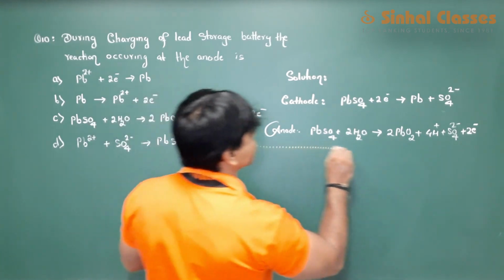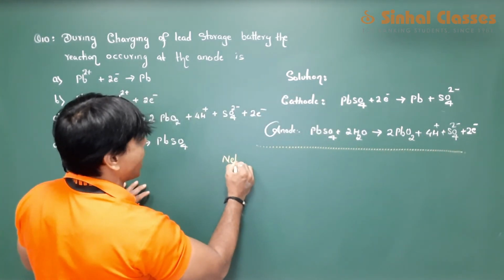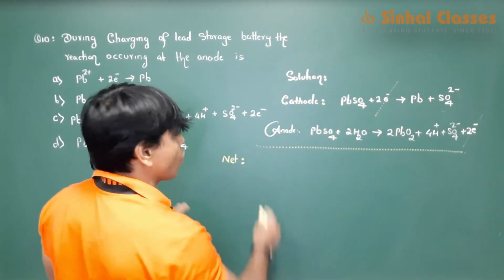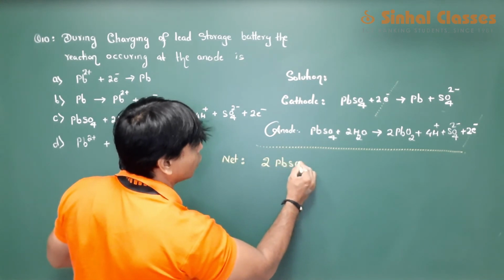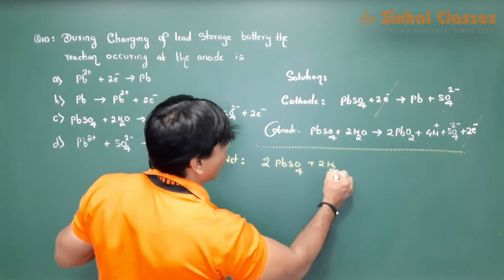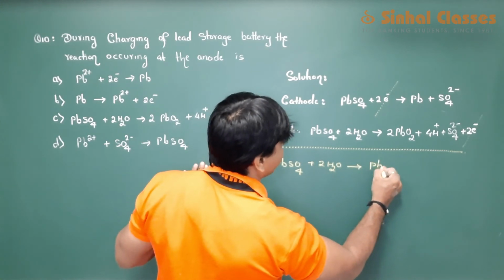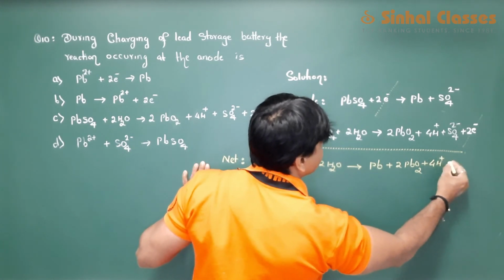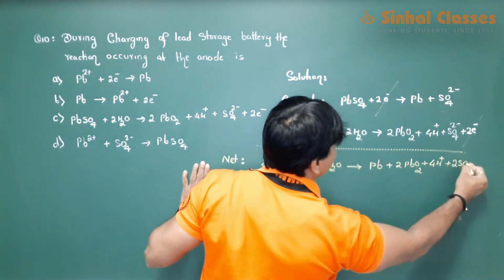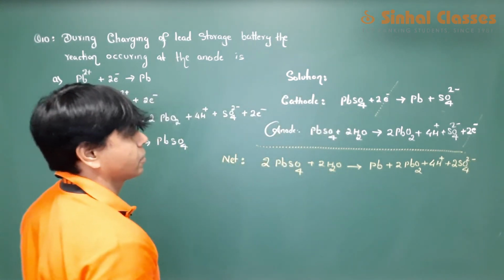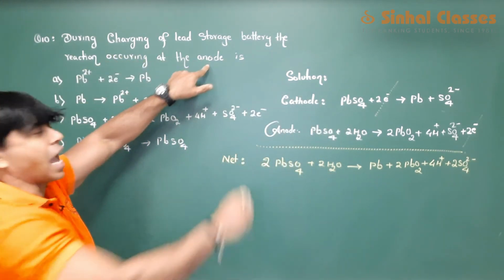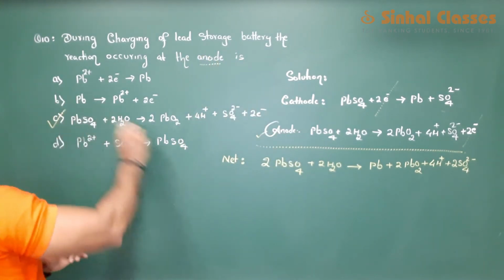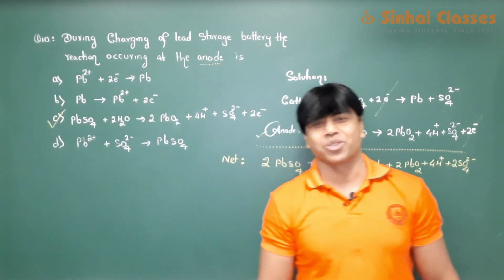Okay, so the net reaction, the 2 electrons get cancelled. So we have 2 PbSO4 plus 2H2O giving us Pb plus PbO2 plus 4H plus 2 SO4 2 minus. So they are asking for the anodic reaction taking place at the anode. So your option C is the correct answer for this question.